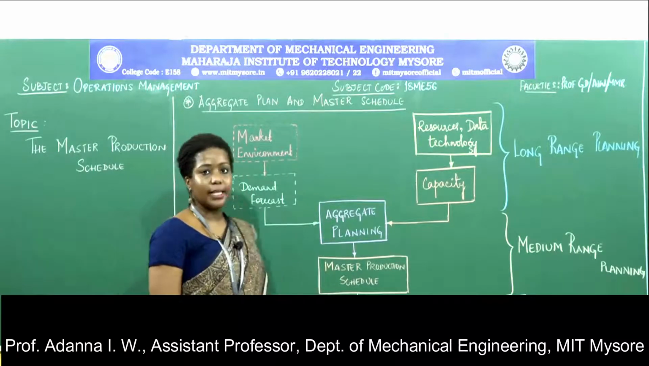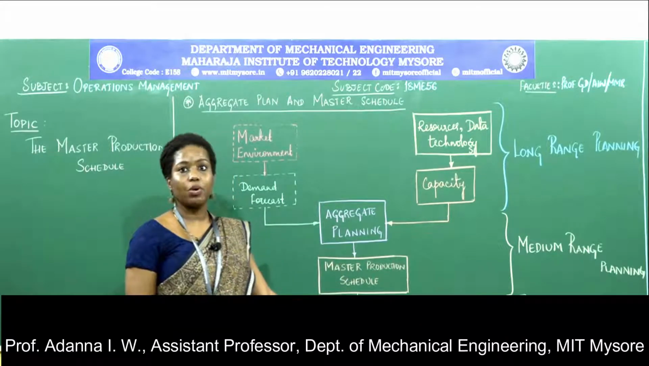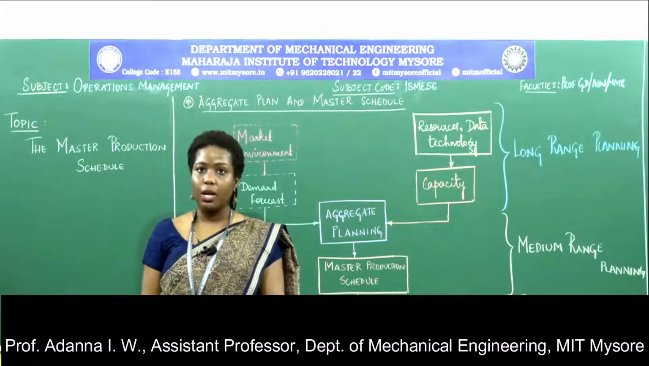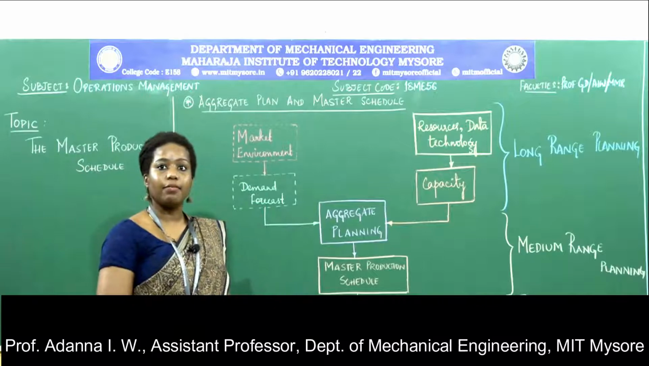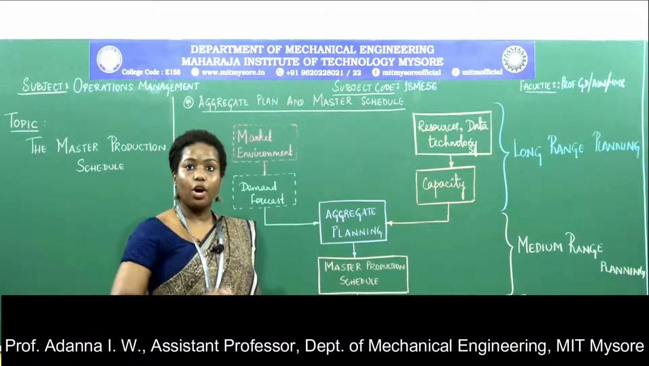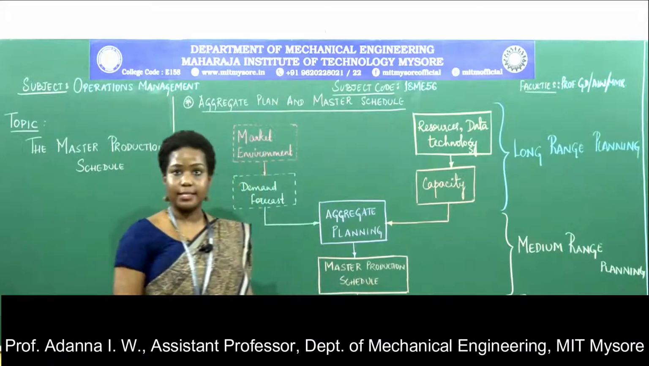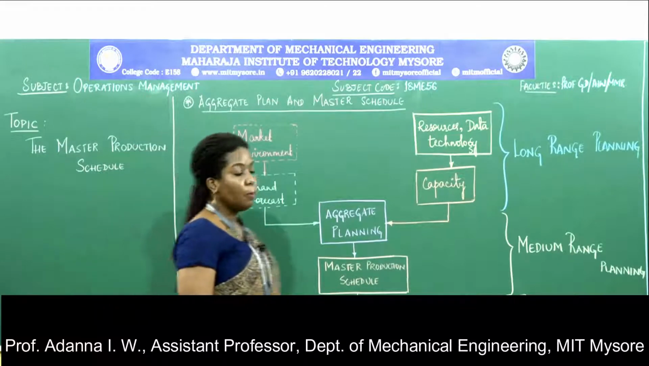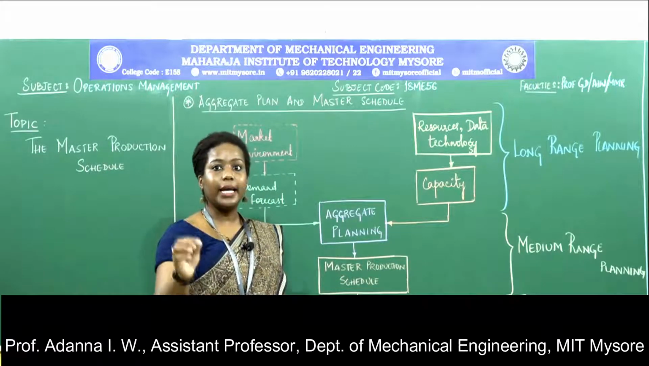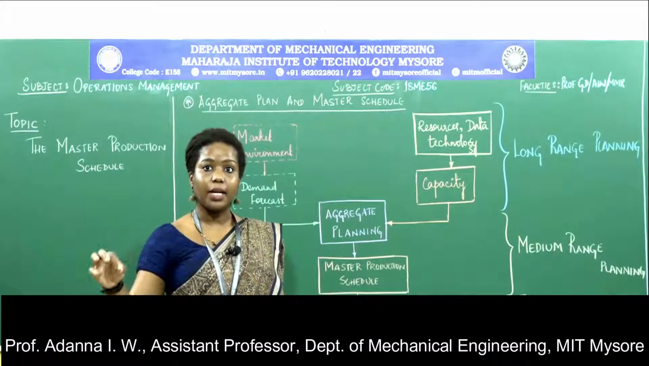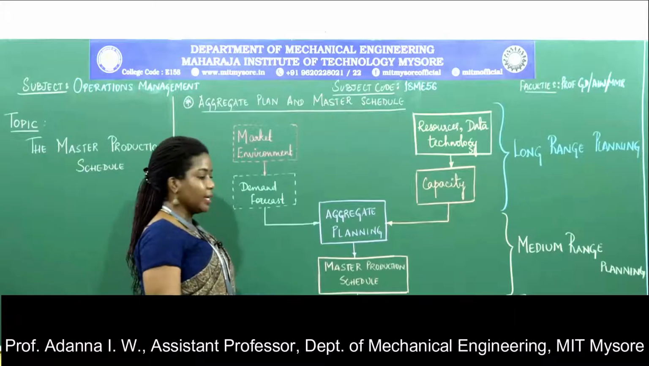Now when we have created the aggregate plan, the generalized plan, we will go on to create what is called a master production schedule. A master production schedule uses details from the aggregate plan and tries to give us complete detail of what is going to happen during production. So the master production schedule divides the whole aggregate plan into two main parts. One is the material requirement planning, which will give you in detail the requirement of every kind of raw material or subassembly or assembly that is required. So that is the material requirement plan.